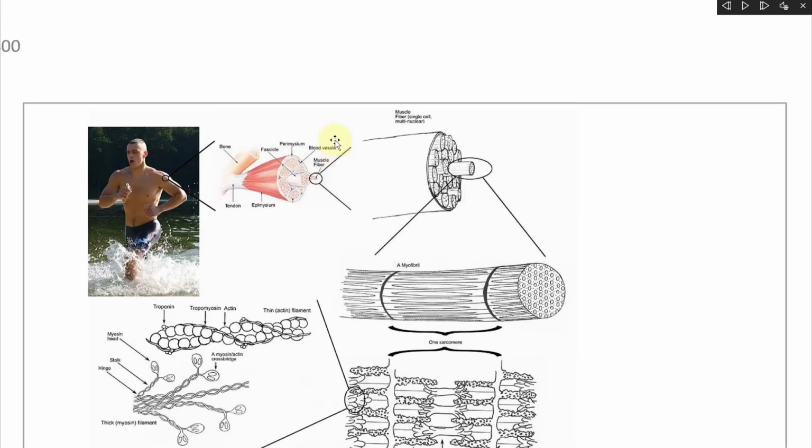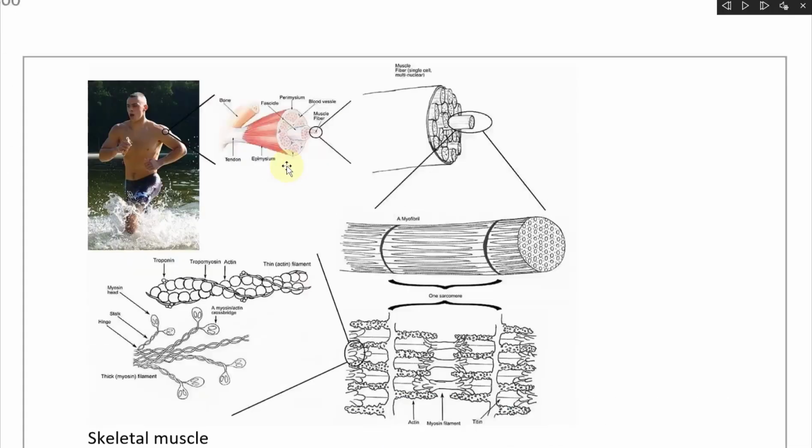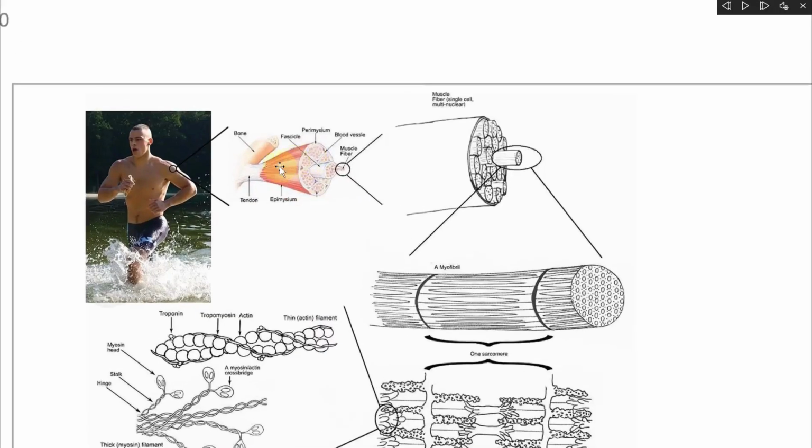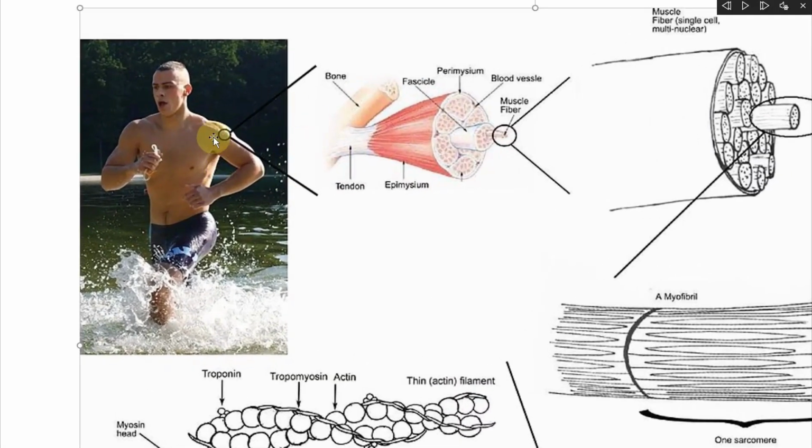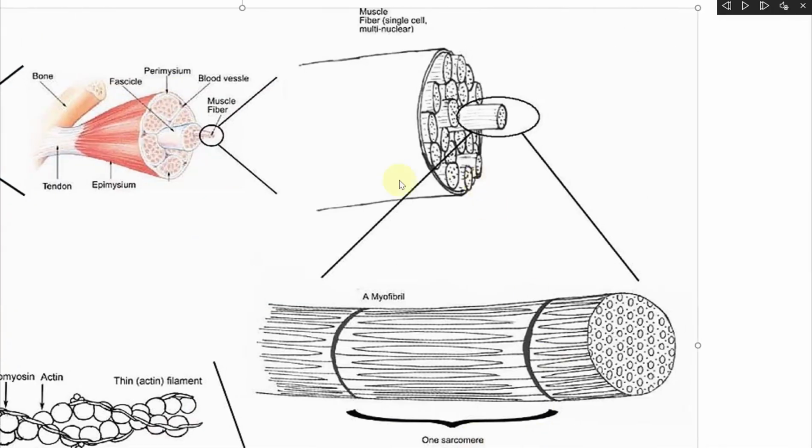So here is a schematic of the skeletal muscle setup. If you look at this runner and zoom in, you have bone, and you have a tendon, which attaches the muscle to the bone, and then this is termed the epimysium. There's the fascicle, and then there's the muscle fiber inside. There are blood vessels, and there's a perimysium inside there. Look how it's made. It's pretty ridiculous. It's like bundles of fibers, and there's the muscle fiber, a single cell. You zoom in on this one, and then it becomes this.